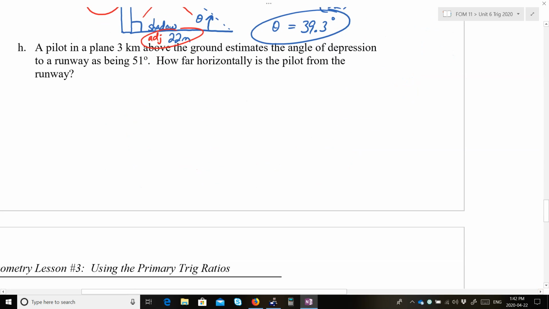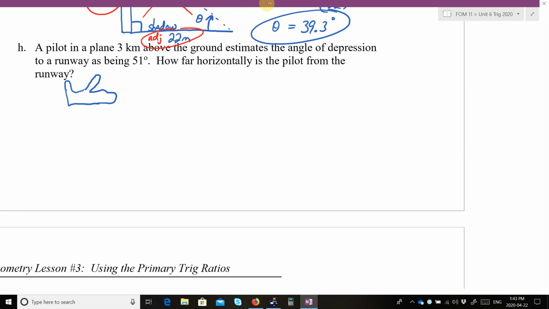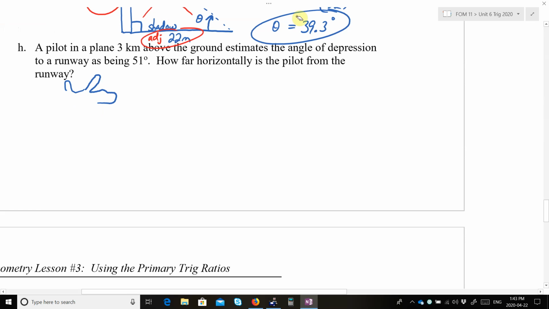Letter H. A pilot in a plane 3 kilometers above the ground estimates the angle of depression to a runway as being 51 degrees. How far horizontally is the pilot from the runway? Okay, so I am going to attempt to draw a plane. That's pretty good for me, I think. I'm not a skilled artist.